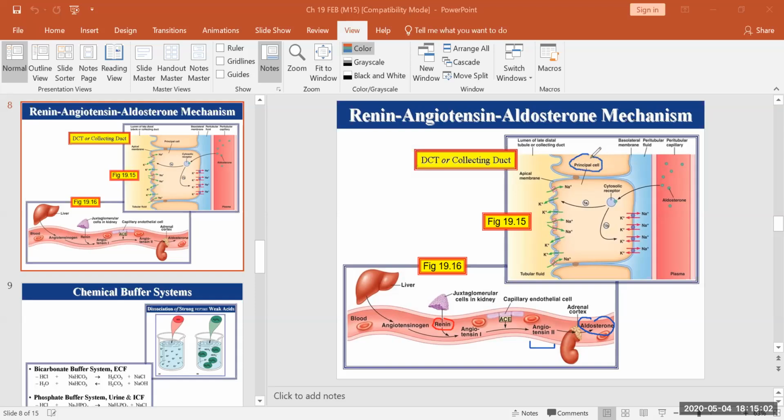Principal cells, depending on the location, can be in the distal convoluted tubule or the collecting duct. If we are talking about the DCT, then we are talking about the renal filtrate. But if we are talking about the collecting duct, then we are talking about urine. This compartment here, okay?